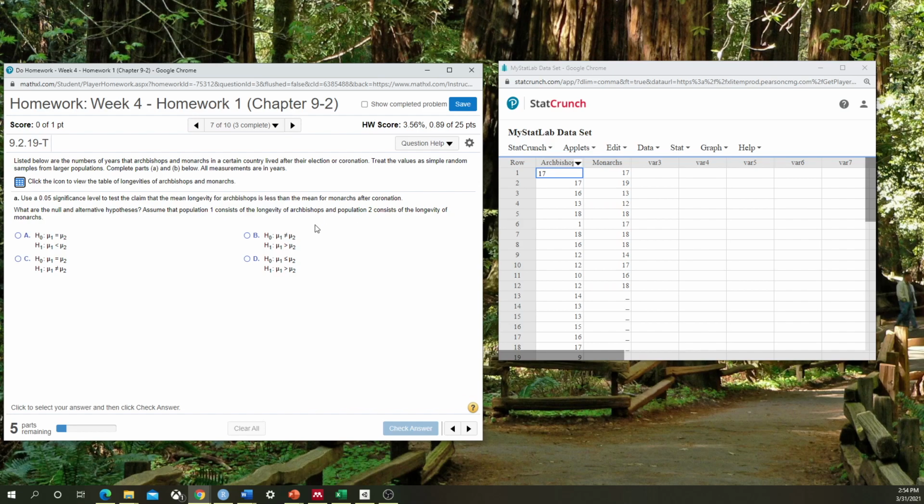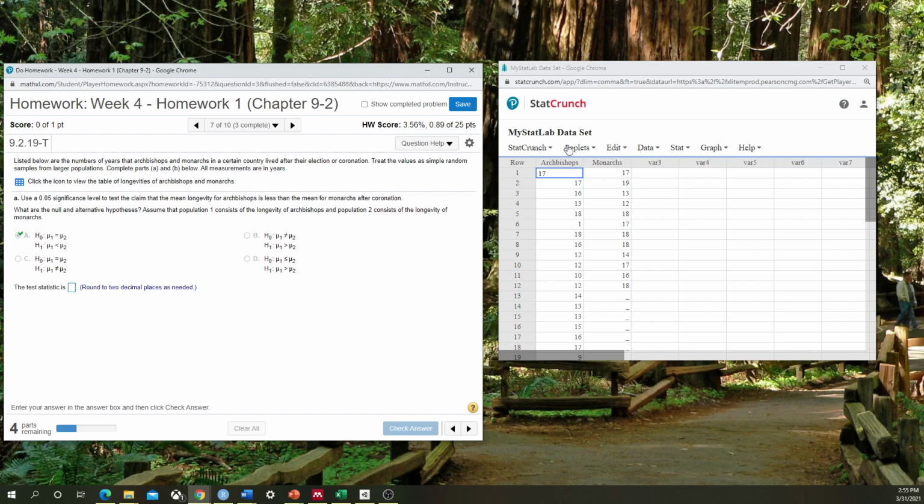You just have to make sure that these two groups are actually normally distributed, which they may or may not be. I see some ones and some kind of weird stuff going on here, but we're just going to assume it is. They're not asking us to do anything otherwise. Okay, so 1 consists of the longevity of archbishops, and 2 consists of the longevity of monarchs. Test the claim that longevity of archbishops is less than for monarchs. So basically, bishops do not live as long as monarchs. That is our claim. I'm going to check the answer.